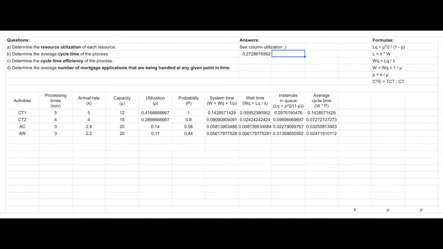Zero point 273 approximately hours, which is roughly 16.372 minutes. And with this, we have our answer to question B. Nice, right?